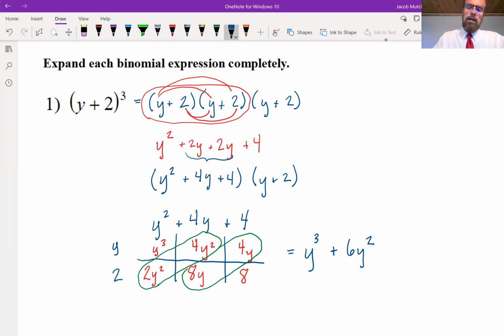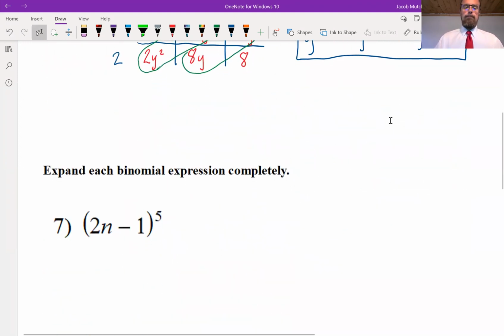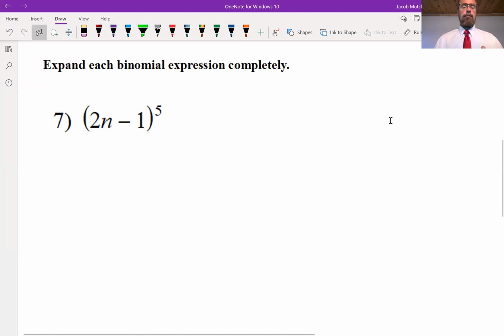And then 8y plus 4y. So that's going to be plus 12y. And then I just have one constant term, plus 8. So it turns out y plus 2 cubed is equivalent to y cubed plus 6y squared plus 12y plus 8. So that was a smaller power, power of 3. Let's take a look at an example for a higher power.